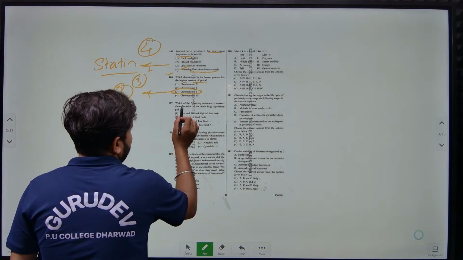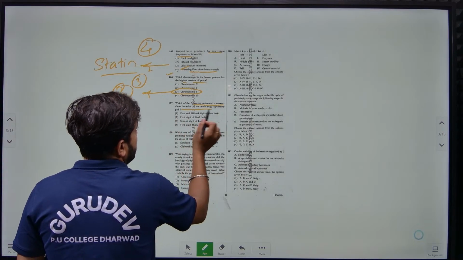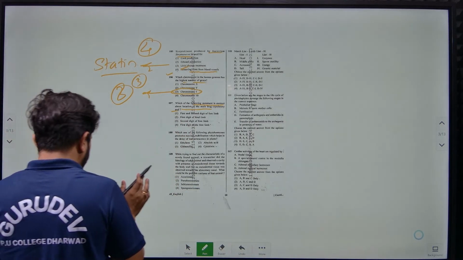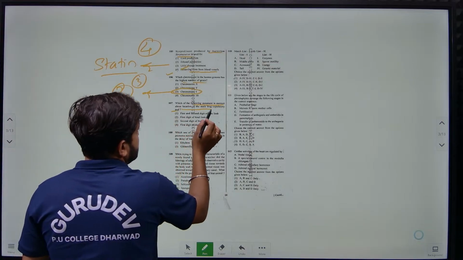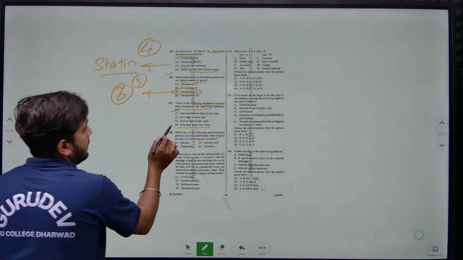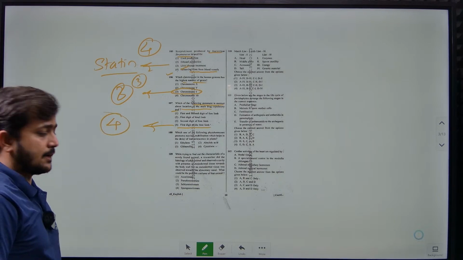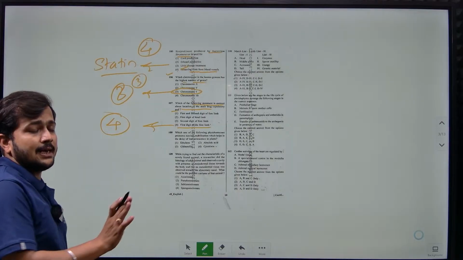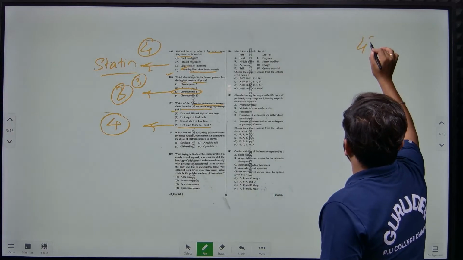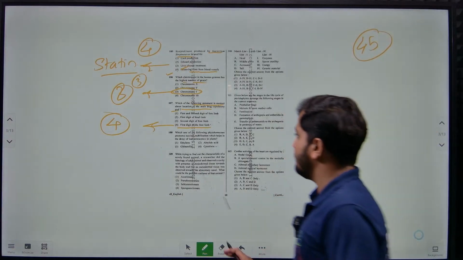Then the 107th question: which of the following statements is correct about the location of the male frog copulatory pads? I can find these copulatory pads on the first digit of the forelimb. Here option 4 is correct. The questions I am solving are related to code 45, so don't get confused. That is the code 45 that I am solving here.